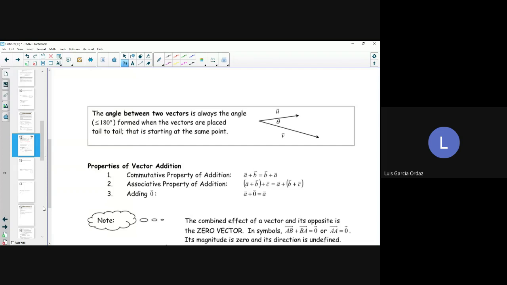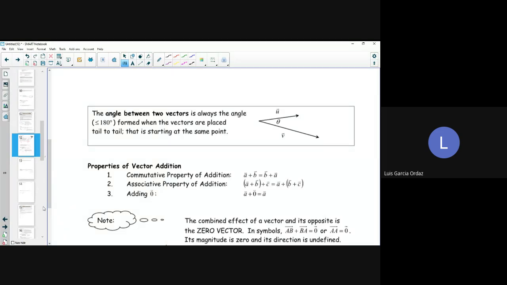So for example, the commutative property, which is vector A plus vector B, is the same thing as saying vector B plus vector A. An example would be if A is 5 and B is 3, 5 plus 3 is 8, 3 plus 5 also gives me 8. Doesn't matter which way I arrange them. 5 plus 3 and 3 plus 5 will always give me the same answer.